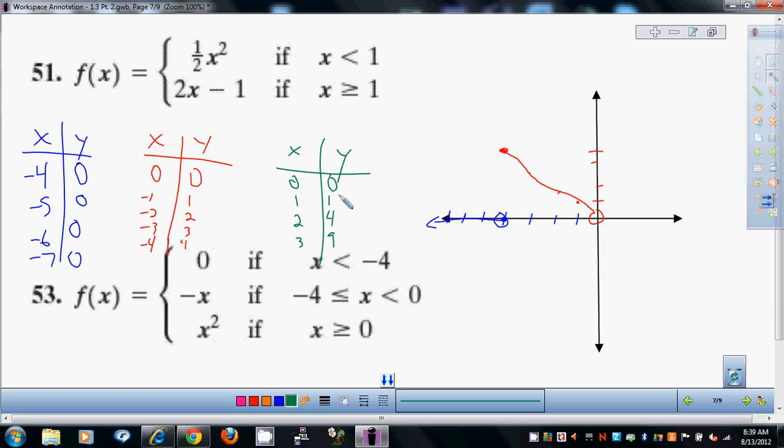And 0, 0. Open or closed? Closed. So we're just going to fill in that gap. And then 1, 1, 2, 4, 3, 9. Put a little curve in there. And there's your piecewise. I'm not going to forget it this time. What is our range, Sarah? What goes here? You got it. 0 to infinity is our range.